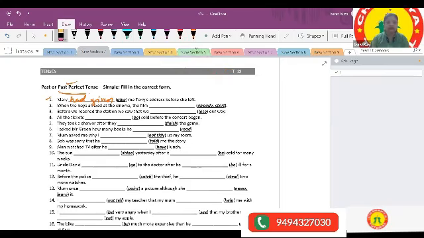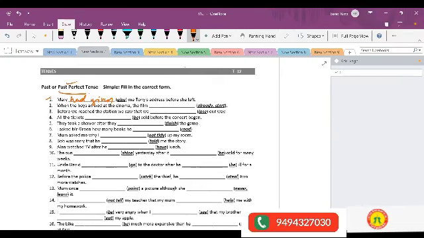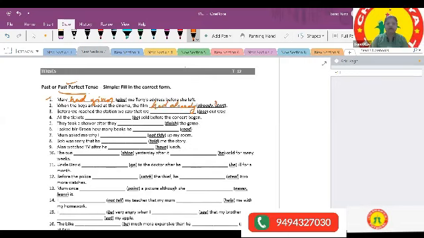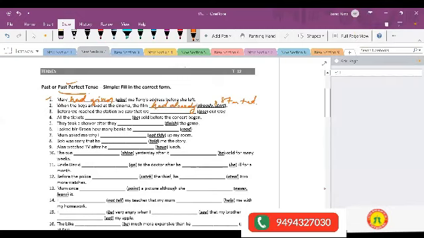Next: when the boys arrived at the cinema, the film... You tell me, Abhinav. I had already started. Had already started. Okay, before we reached the station, we saw that... who's going to give me? Shayan. We had lost our way. We had lost our way. Okay.